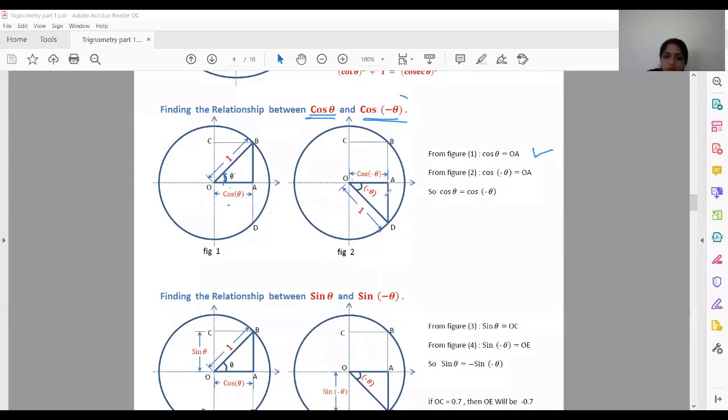So from figure 2, the value of cos minus theta is again OA. Please see carefully. From figure 1, the value of cos theta is OA. From figure 2, the value of cos minus theta is again OA. So the right hand sides are the same. So cos theta is equal to cos minus theta. I know you all know this formula, but I want to show you how both values are the same with the help of this unit circle, right?